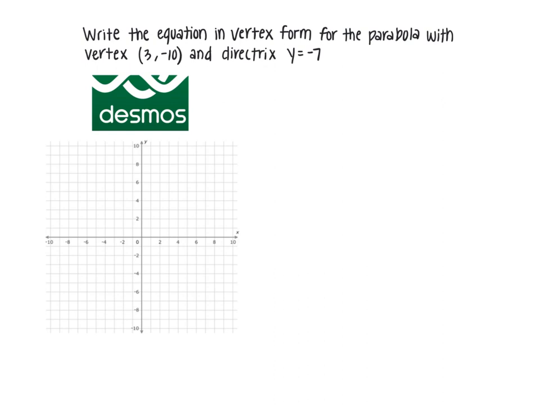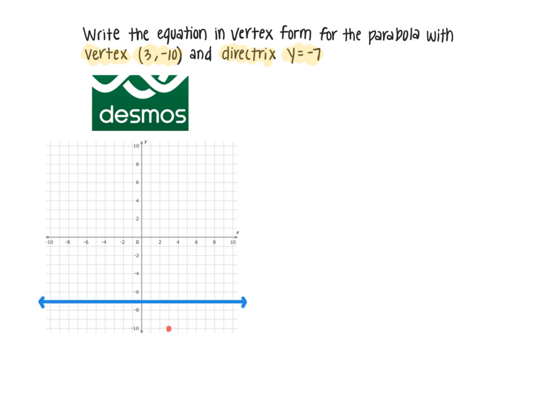Here, again, we're asked to write the equation of a parabola in vertex form, and they gave us two pieces of information. They gave us our vertex at 3, negative 10, and they gave us our directrix at y equals negative 7. So to be absolutely honest with y'all, the best way to do these types of problems is plot what they give you in Desmos.